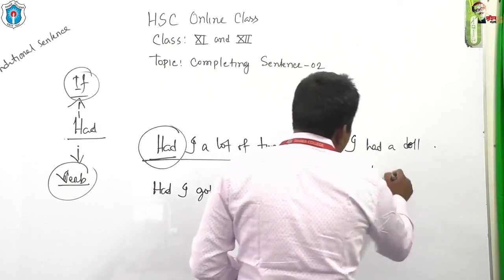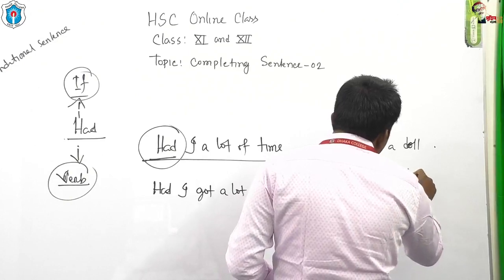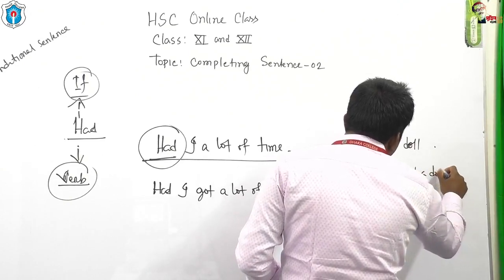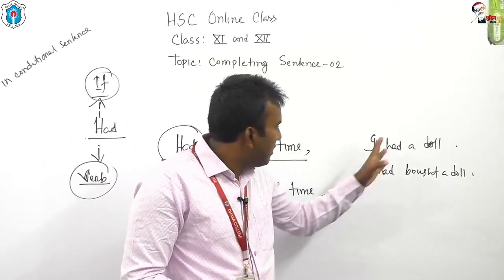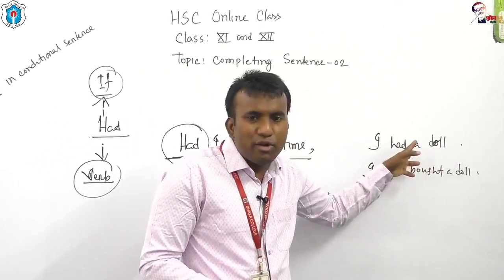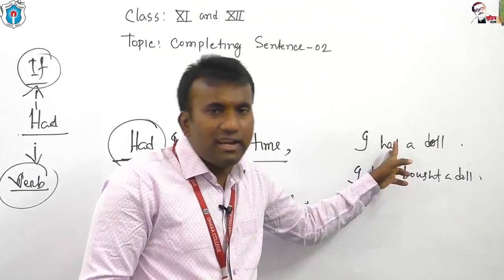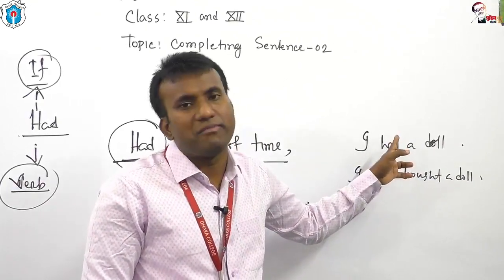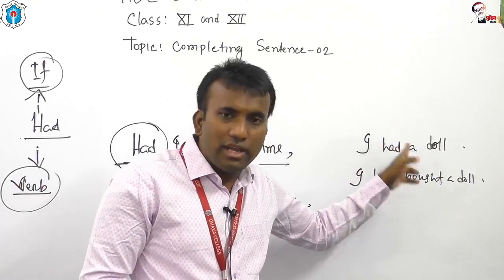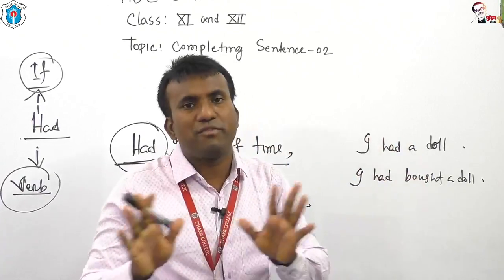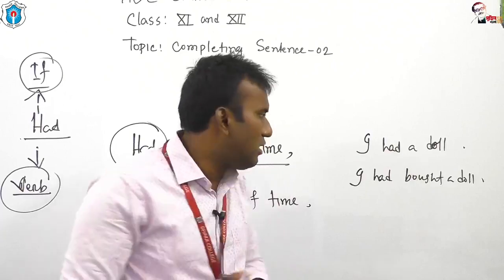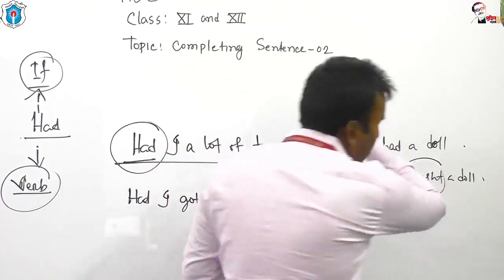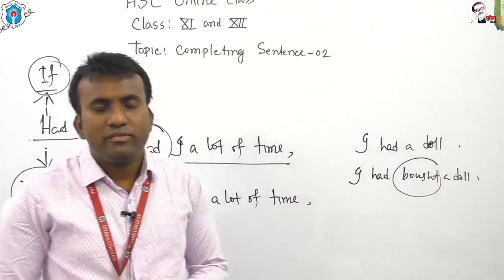I had bought a doll. Look at these two examples. I had a doll. This is an example of past indefinite. Here, had is working as the first form of the verb, because here we have not got the past participle form of the verb. But in the second example, I had bought a ball. Here, bought is the past participle form of the verb.